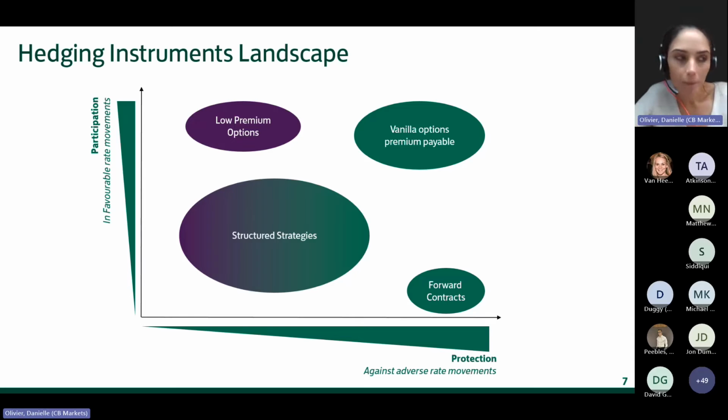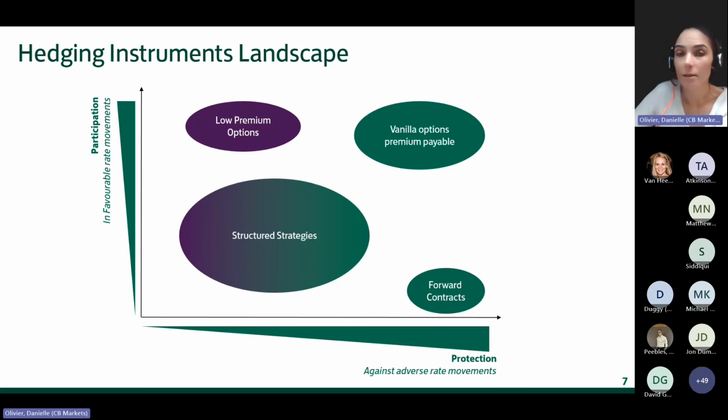Okay, so let's put options, now that we have some background on what options are and how they are valued, let's put that into the landscape of hedging strategies and analyze in terms of participation in favorable moves, which we have on the y-axis over there, and protection against adverse rate moves on the x-axis at the bottom. So at the bottom right-hand corner, we have a forward contract. So a forward contract is an obligation to trade at a specific rate. So you have full protection, you know exactly what rate you're going to trade at, and that is agreed.